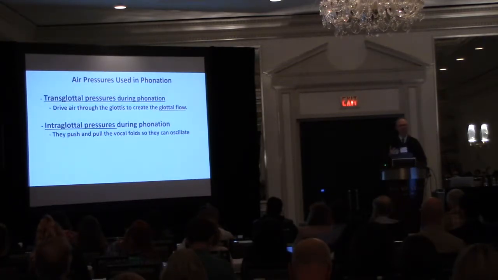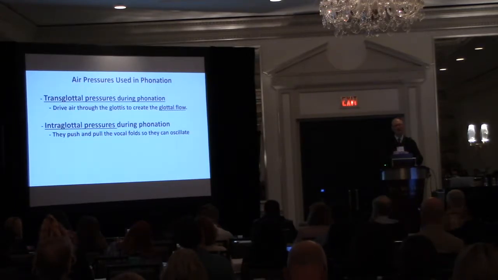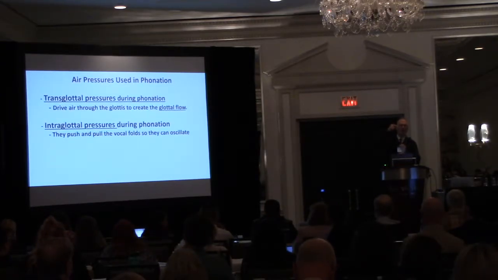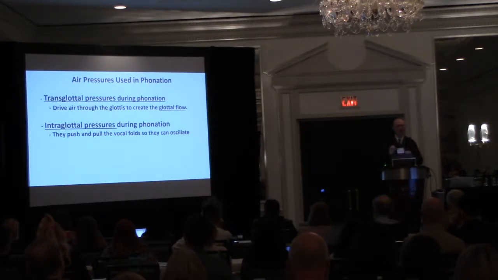Now we have two kinds of pressure. One is the transglottal pressure at the larynx level. That's literally, you take the tracheal air pressure, say 10 centimeters of water, and you subtract from that the pressure above the glottis, which on average is probably around 0 if it's just a vowel. So 10 minus 0 is 10. That's called transglottal pressure, the difference between below and above.